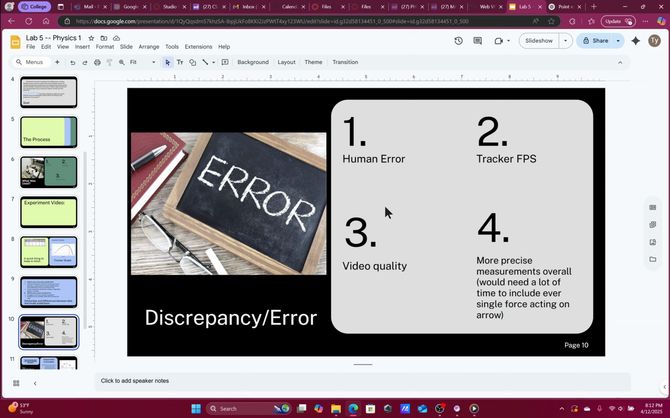Now for some errors. There's always human error in things like this. The Tracker FPS: if there were more frames in the video, like in a high definition slow motion video, I could have gotten better data, including the video quality there. And then more precise measurements overall. Like I said, there are a lot of little things that happen in the system, and it's very difficult to account for everything, especially because it's a unique environment.